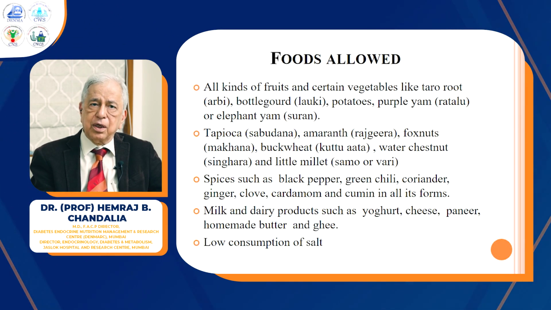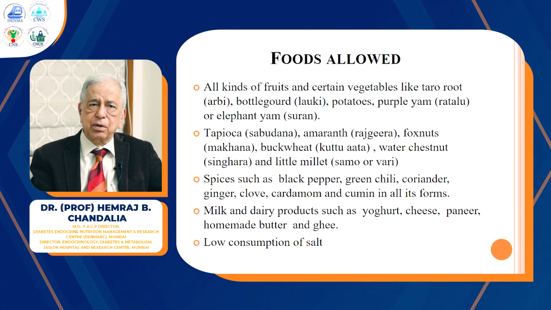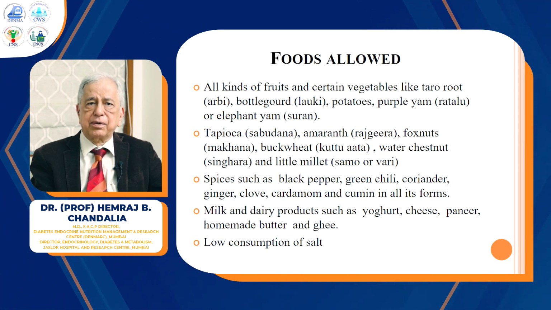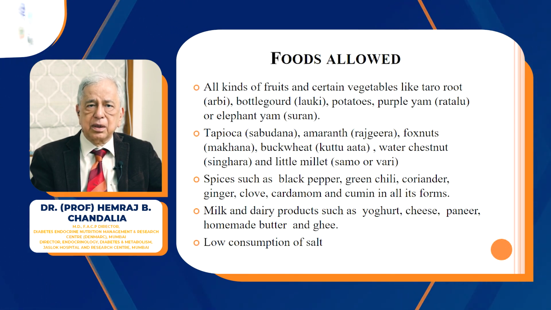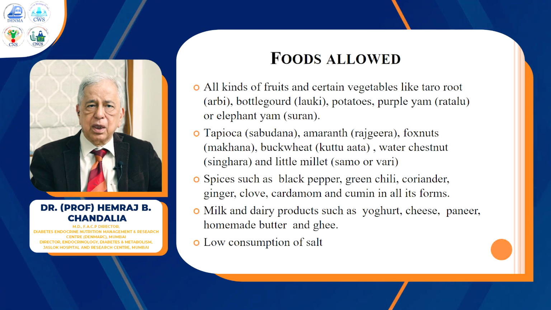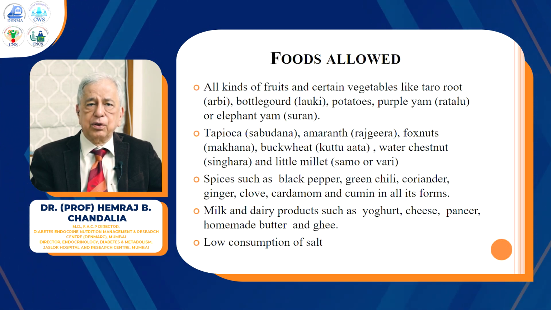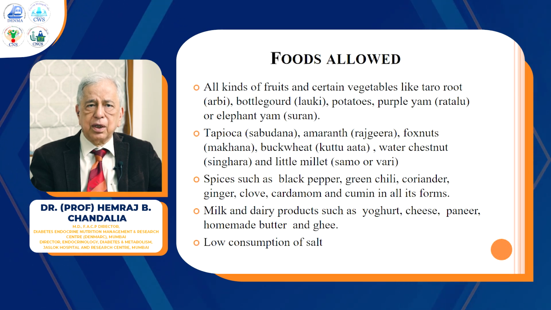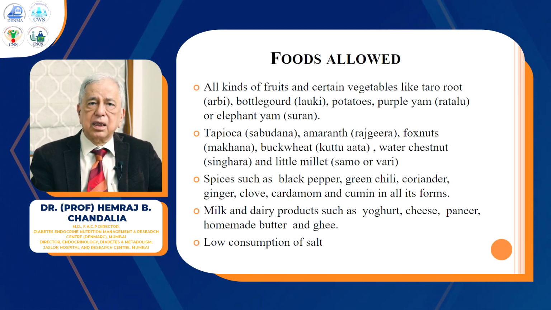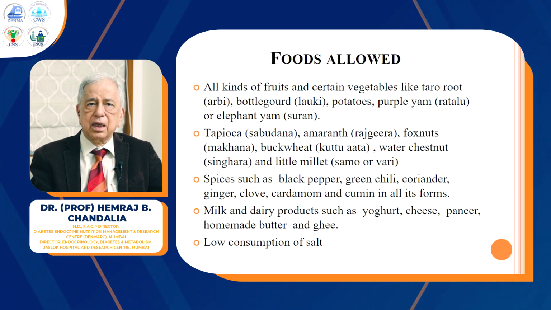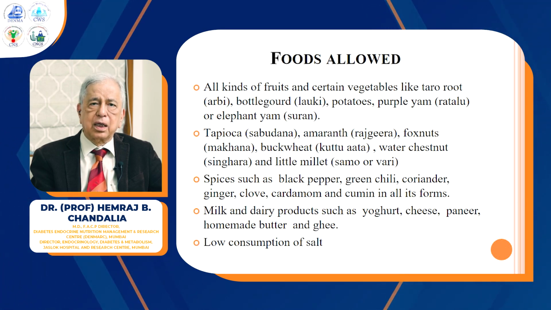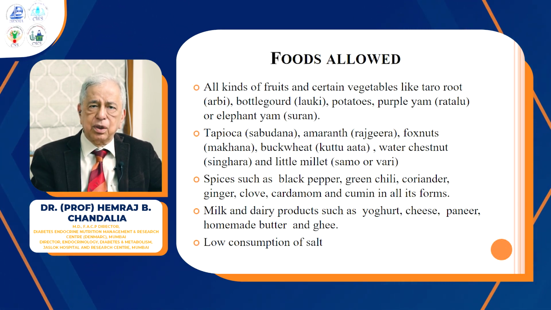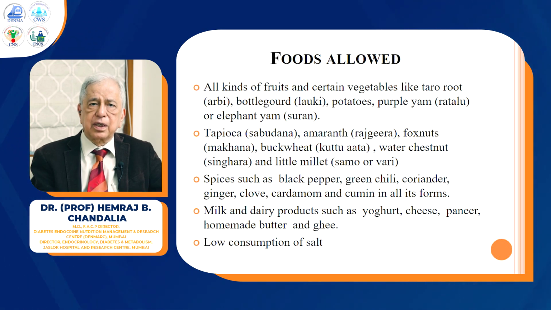So, what are the foods allowed? Leave apart those foods we mentioned to be excluded. All kinds of fruits and certain vegetables are part of the fasting diet for Shravan fast, like some root vegetables like arbi, lauki, potatoes, the ratalu or the suran. These are used in Shravan fast, and these are of course high carbohydrate foods. And of course, you can use some other millets, and sabudana is there, rajgira is there, and makhana and kuttu atta is used, and of course, singara, that is water chestnut, is used. So these are some unusual foods, some millets, and they are eaten during the Shravan fast.